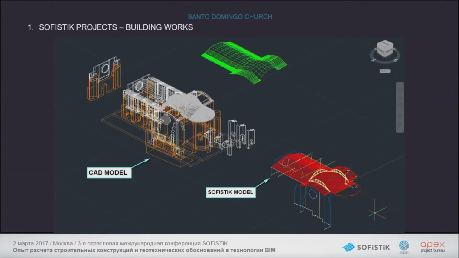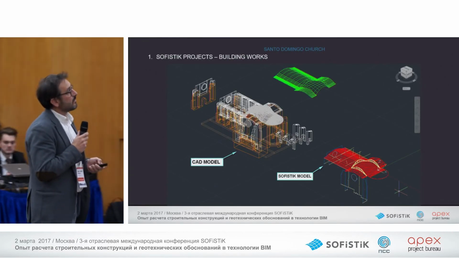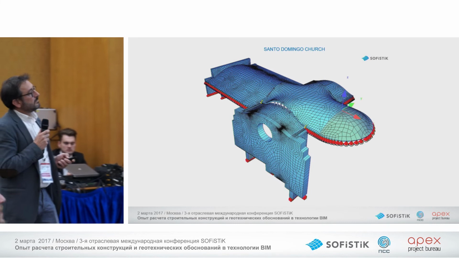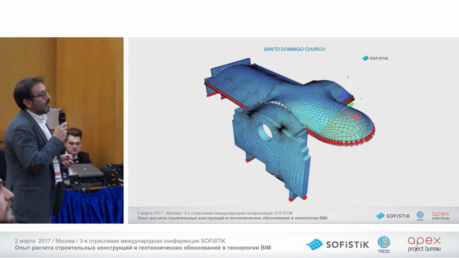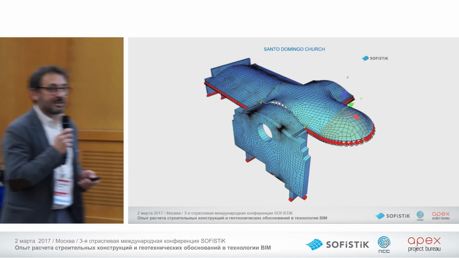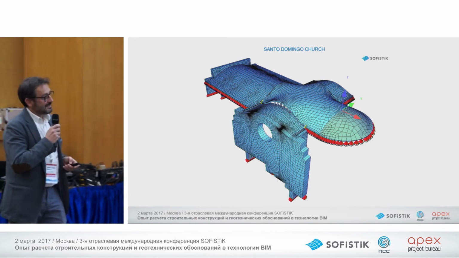We have built also. We have used SOFiSTiK to do roofs in concrete, thin roofs in concrete in very high seismic areas. That is in Santo Domingo, in Central America. This is one structure from Moneo. Moneo is a very famous architect in Spain. It's Pritzker. He won the Pritzker Prize a few years ago.